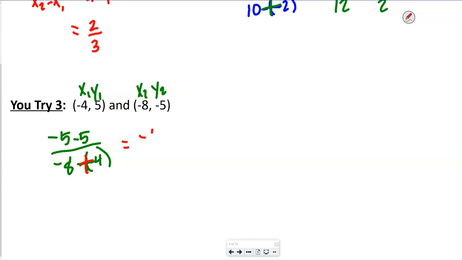So that's going to be negative 10. Negative 8 plus 4 would be negative 4. Now notice we have a negative over a negative, don't we? So that's going to make this whole term positive. And it reduces by 2, right? So negative 10 divided by 2 is 5, and negative 4 divided by 2 is 2. So our slope here is going to be 5/2.